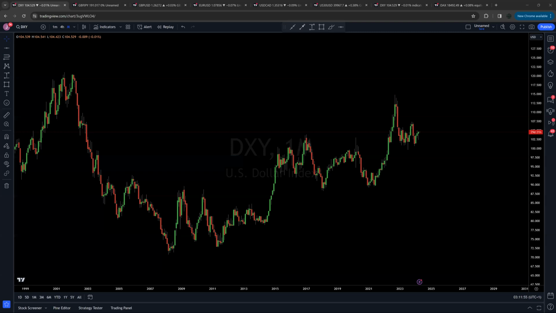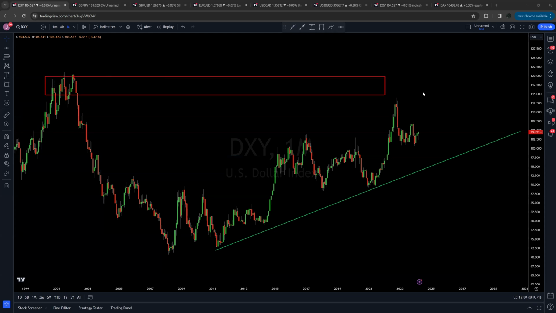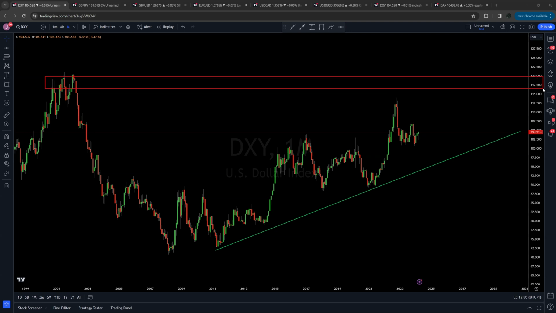If we see that still taking place, still respecting this higher time frame bullish structure, we may dig into this higher time frame supply zone or even at least the previous highs here before starting to see any bearish rejections or sellers coming into play.